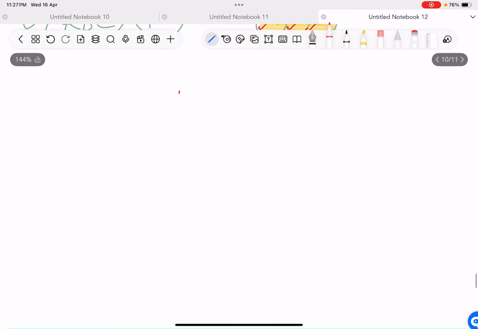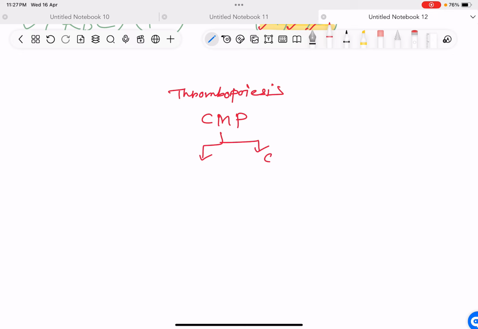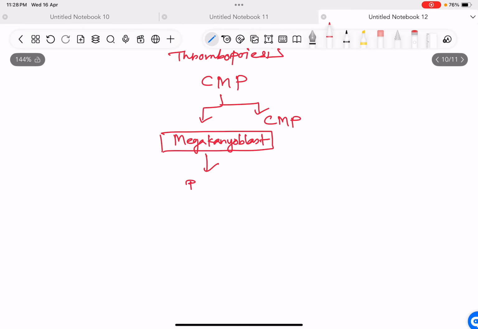Now let us discuss the thrombopoiesis process in detail. We know it comes from the common myeloid progenitor. The common myeloid progenitor will again divide into two cells. One will be common myeloid progenitor, and the other will become the dedicated cell that will ultimately form platelets, that is thrombocytes. The first cell in this is megakaryoblast. This megakaryoblast will become promegakaryocyte. Clear?